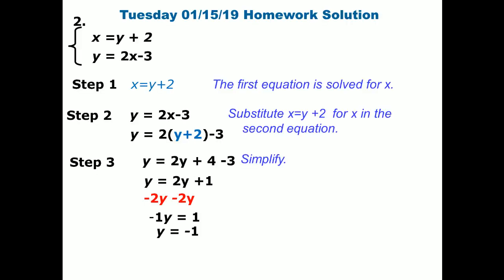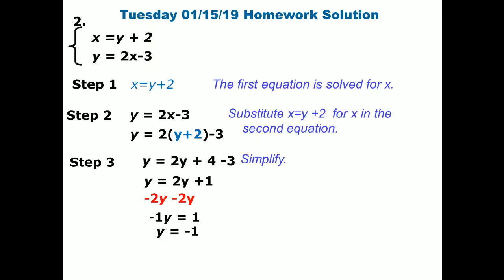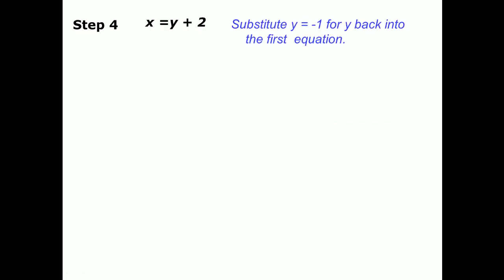You only have a y value solved for here. Okay? So, step 4. We know that y equals negative 1. And we substitute that in for y back into the first equation. Here's the first equation. Right? Watch the substitution. Y equals negative 1. How do we know that y is equal to negative 1? Look. It's right here. It literally says y equals negative 1. That is the reason why you do this step. It's so you can make the substitution back in here.